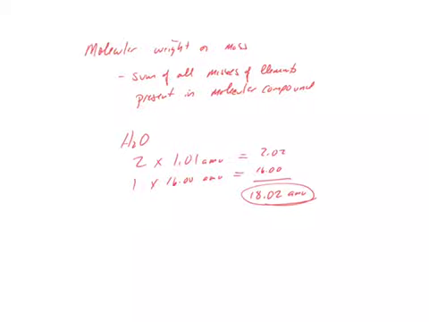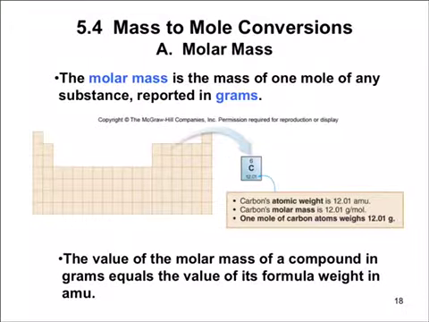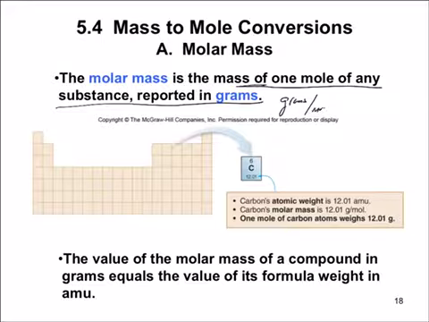Now the third one is the molar mass. The molar mass is the mass of 1 mole of any substance reported in grams. Technically, it's in grams per mole. So this is going to give us the same thing as our formula mass or our molecular mass. The only difference is the units are grams per mole.